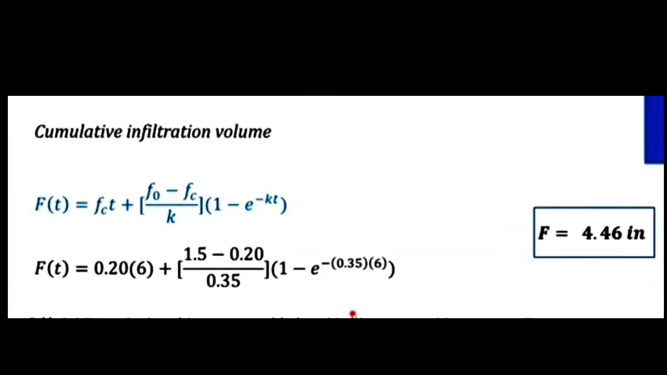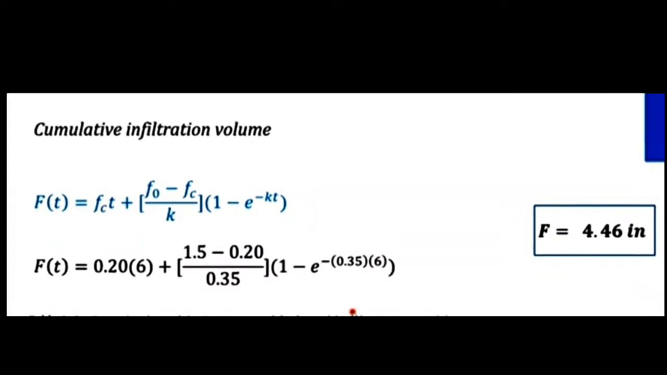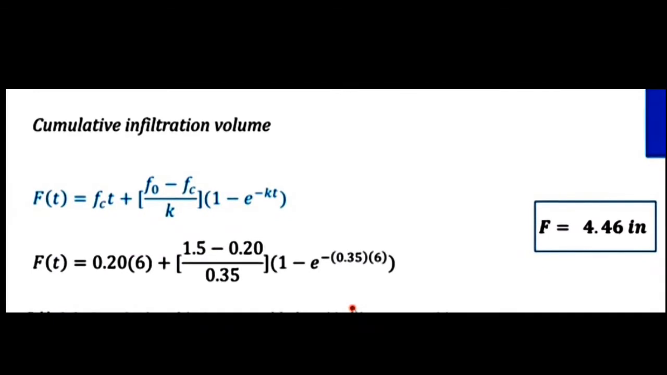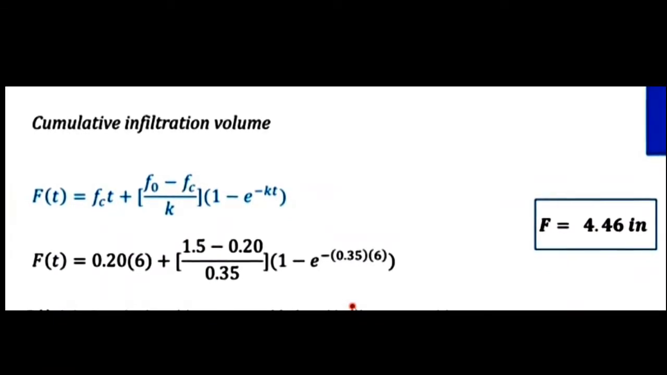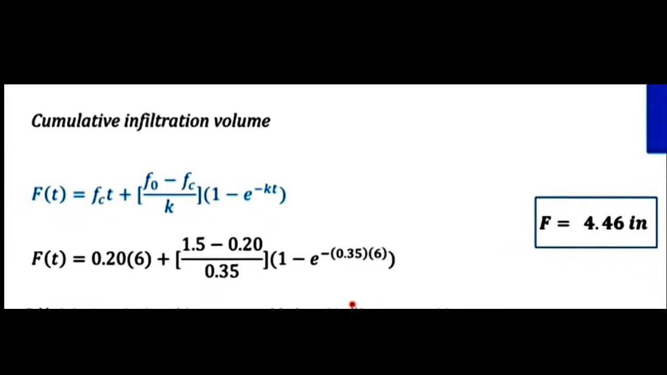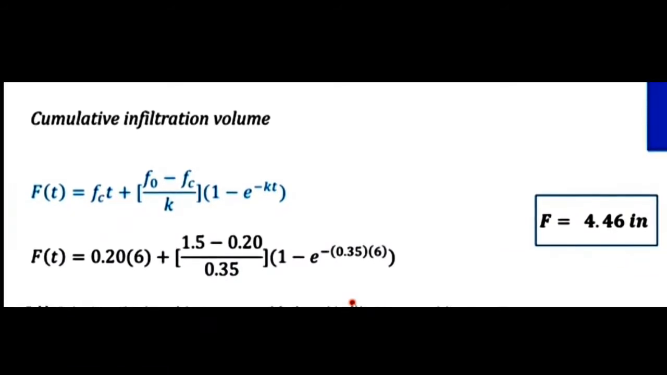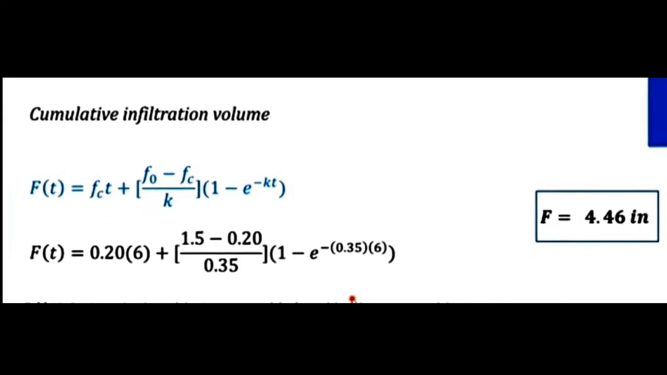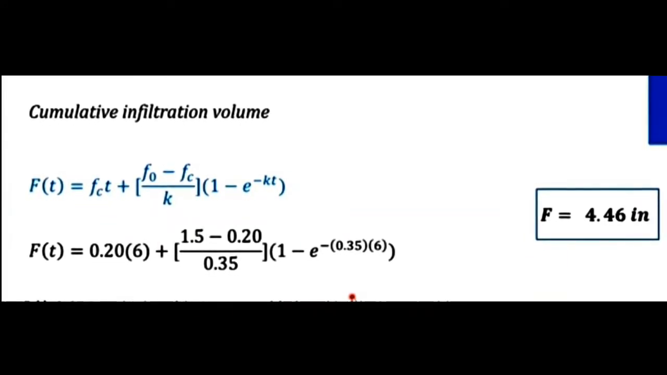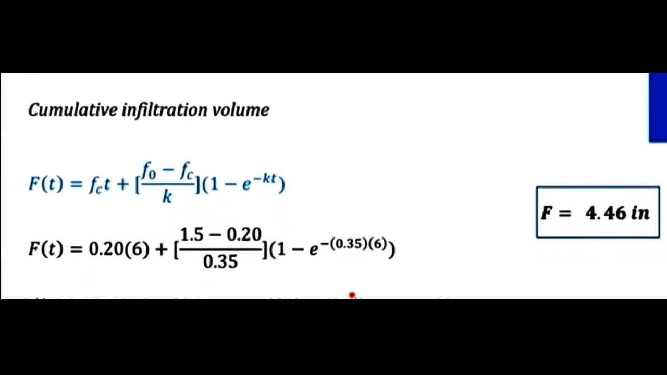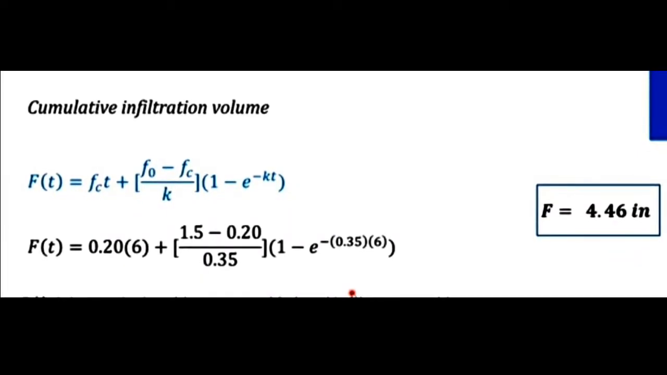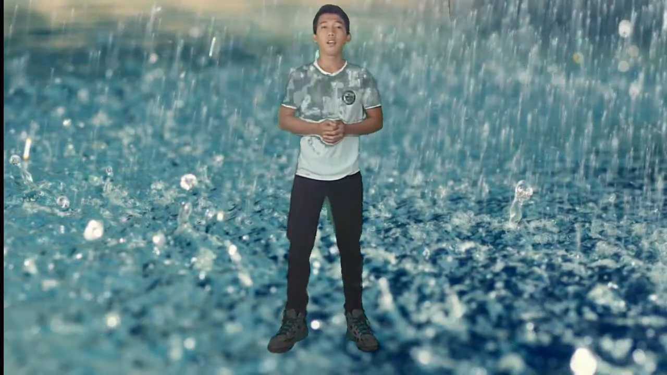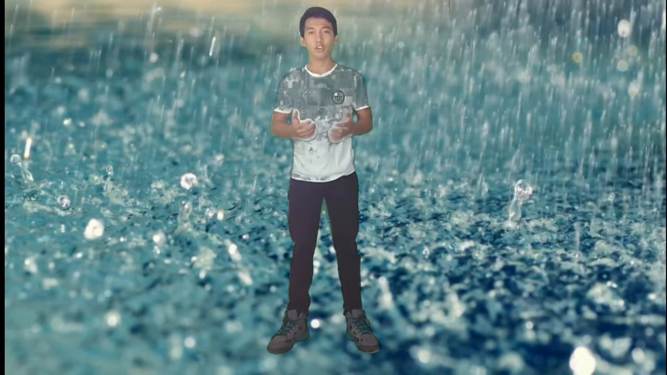Ngayon naman, pupunta tayo sa ikalawang question, yung letter B. To get the total volume of infiltration, ang gagamitin nating formula ay F is equals F sub C times T plus open parenthesis F sub O minus F sub C close parenthesis over K times 1 minus e raised to negative K times T. So gamit ang formula na ito, makukuha natin ang sagot na F is equal to 4.46 inches. And that is all about the Horton model.